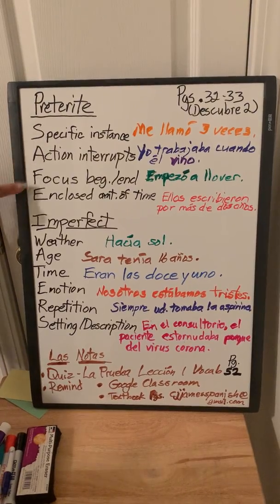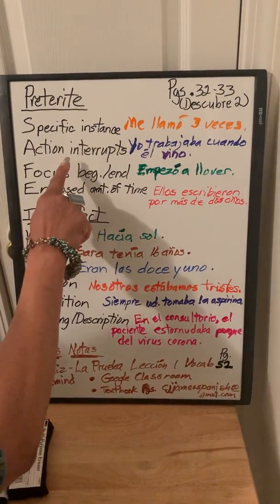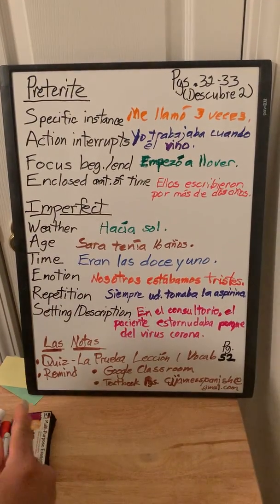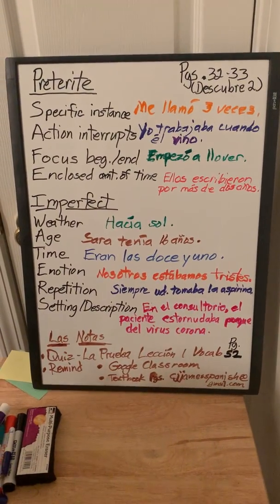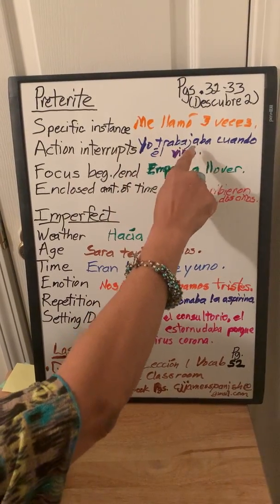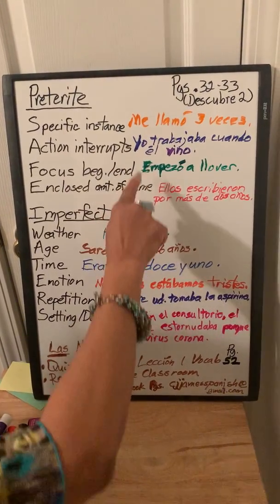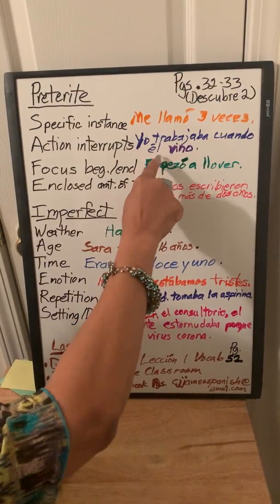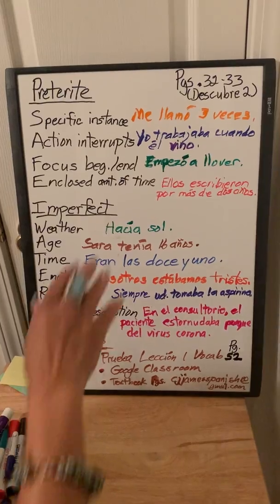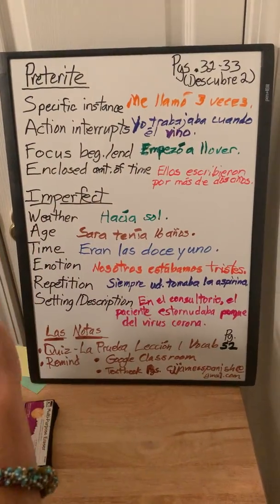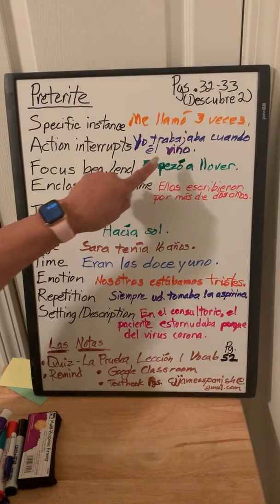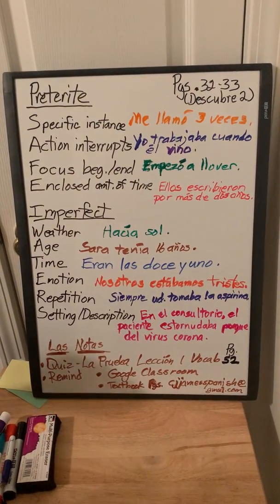The A of safe is for the action interrupts. Something is going on in the past and then the preterite comes and interrupts it. Yo trabajaba, there's the imperfect tense, cuando él vino. I was working when he came. Something was happening in the past, and then the action is interrupted by the preterite, él vino. Irregular, venir in the preterite.